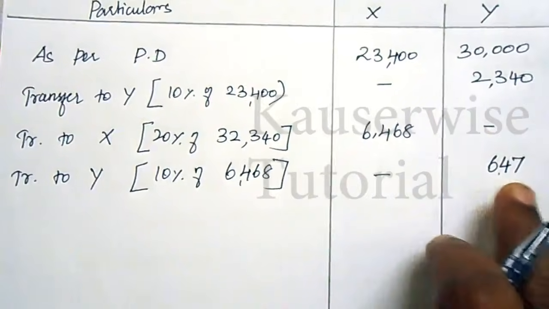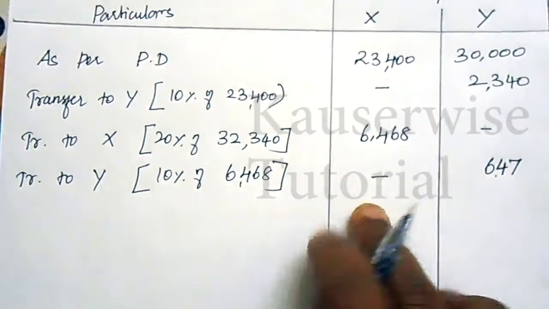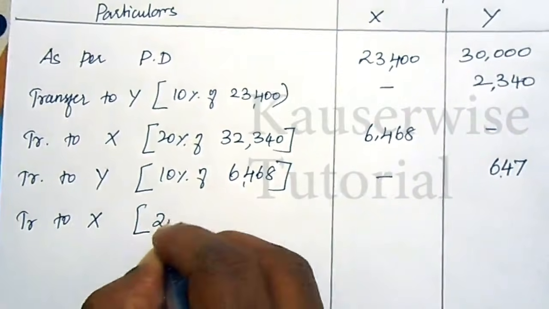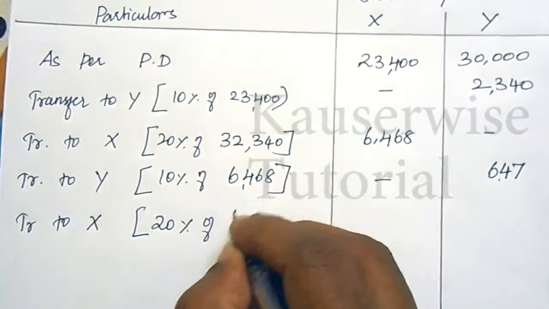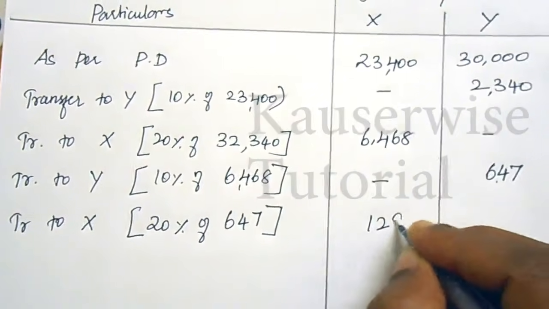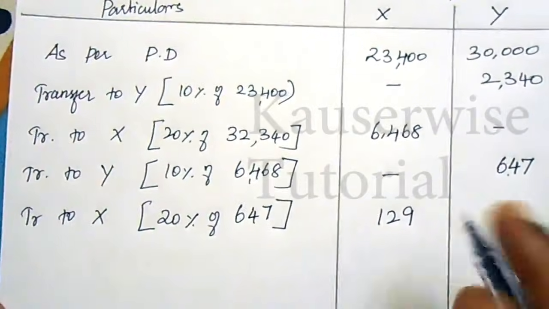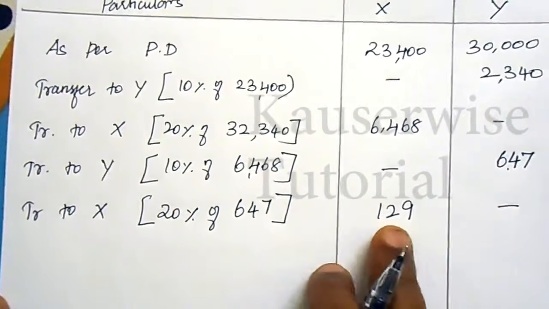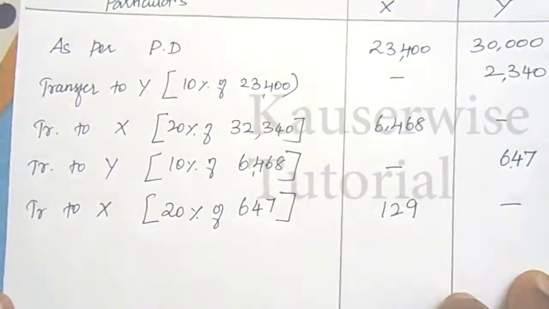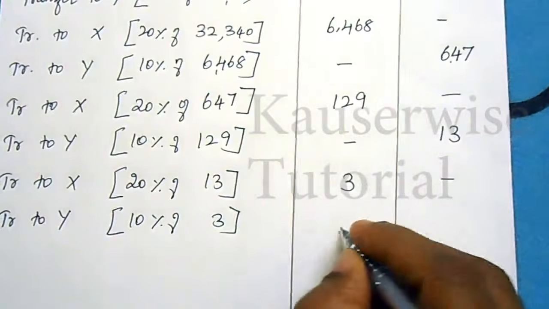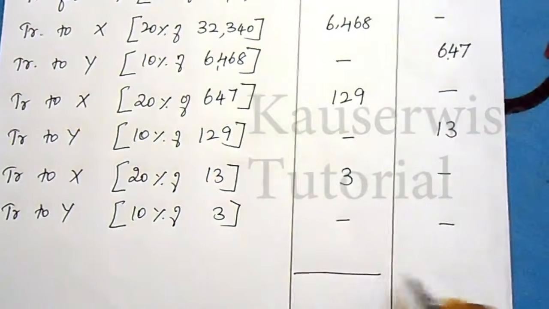647 transferred to Y. Expenses of Y is transferred to X. How much? 20% of 647, how much? 129. You can round up the figure. Now in the same way we need to repeat the procedure until we get the zero value. 10% of 3 is 0.3. So we didn't even get 1, so you can put a dash. Now you can find the total.